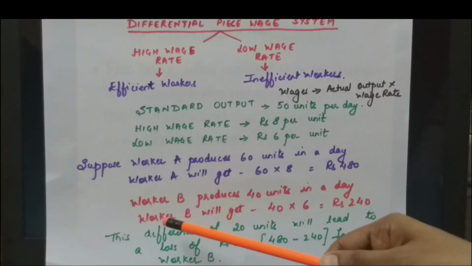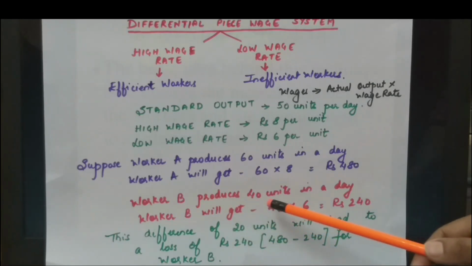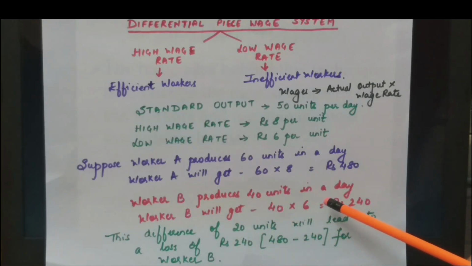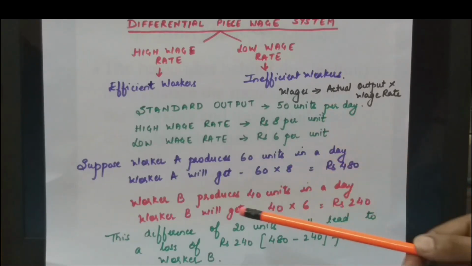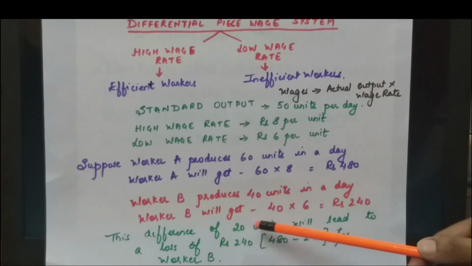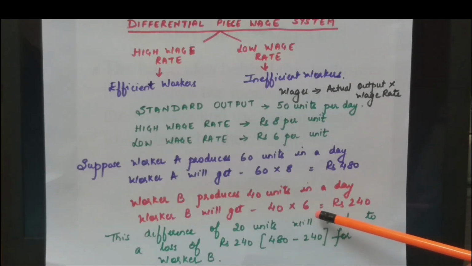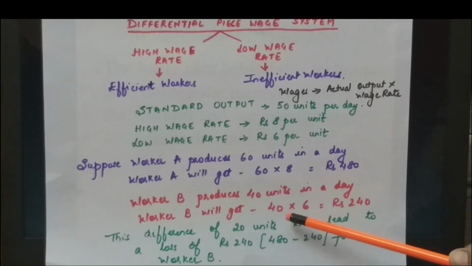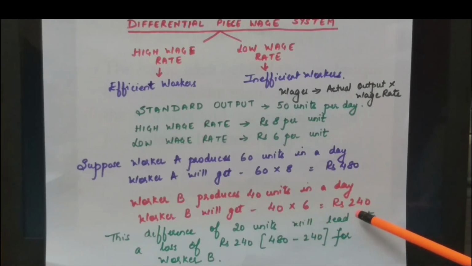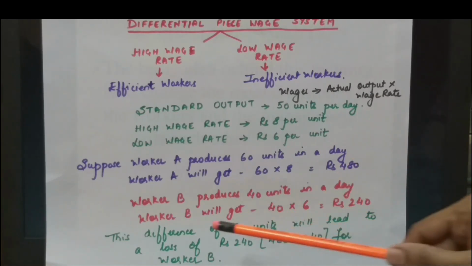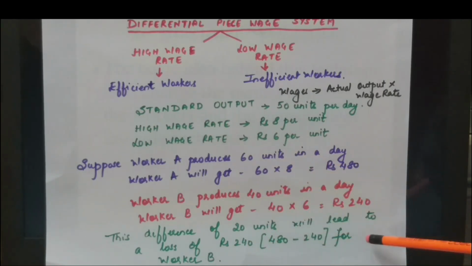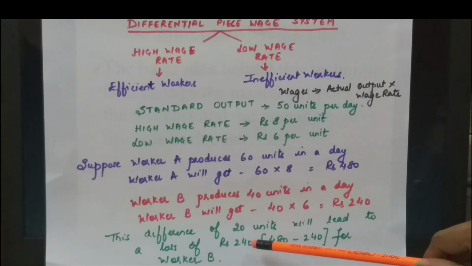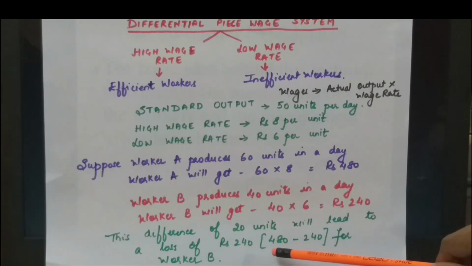Now suppose there is another worker B who is able to produce only 40 units, which is less than the standard output being set. In that case, worker B will be getting the wages at the rate of rupees 6 per unit. Then he will be getting the wages, that is how much? Rupees 240. So Taylor said that the difference in the units is of 20 units only. But then that will lead to a huge loss to worker B.